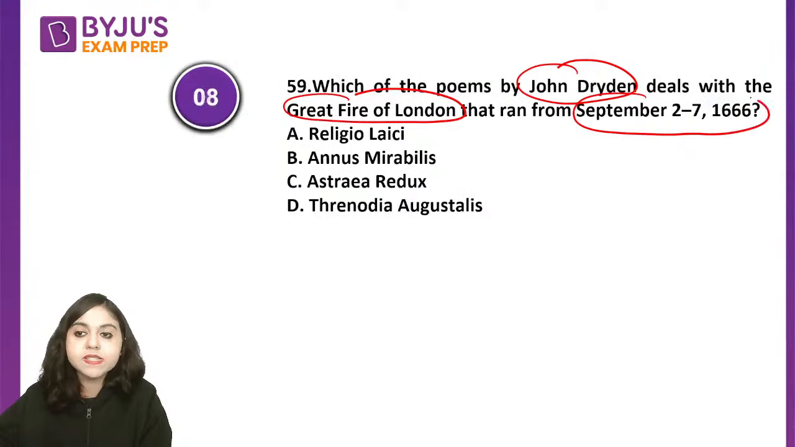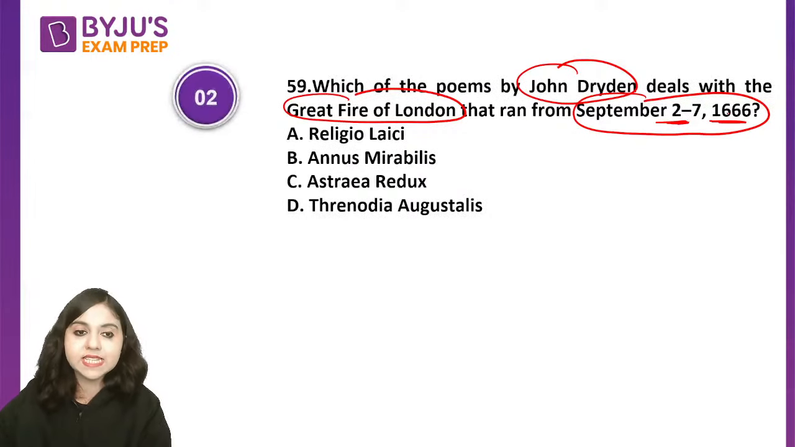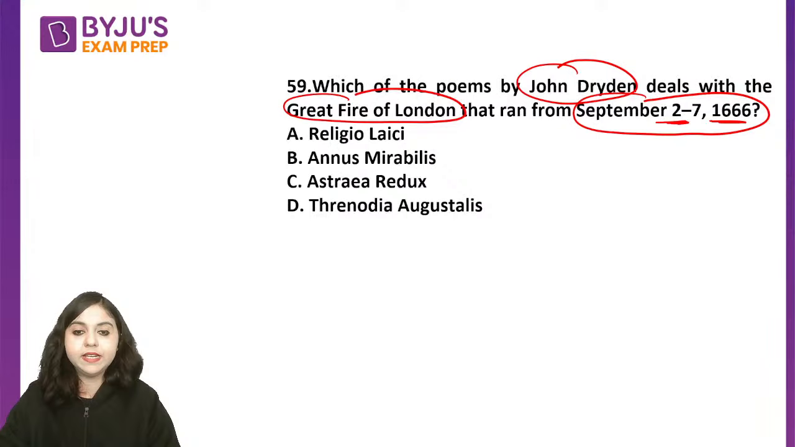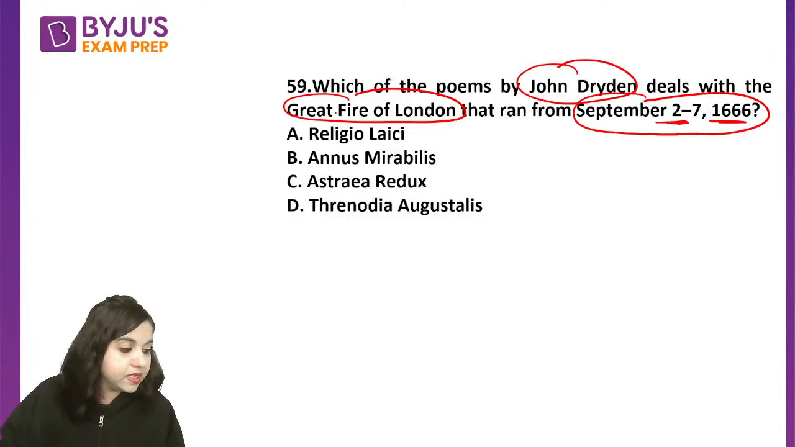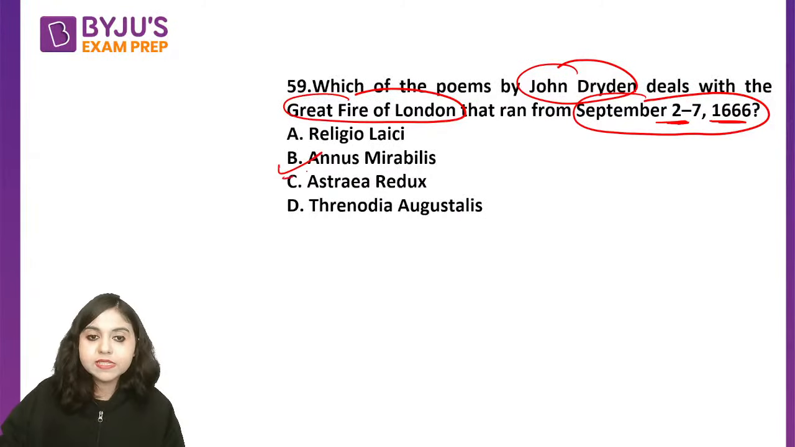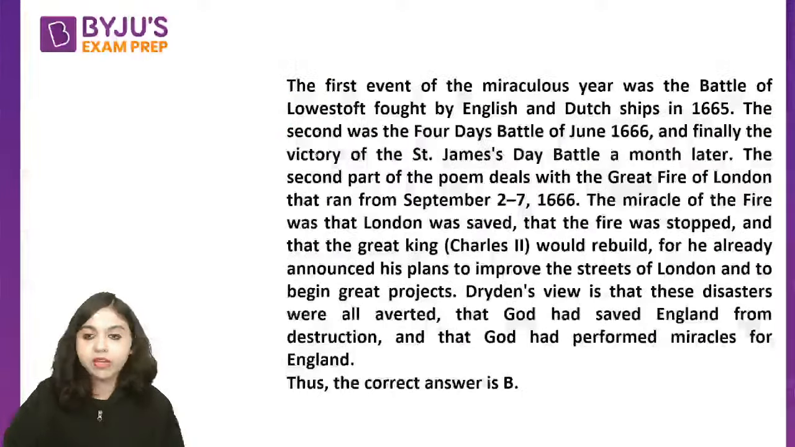from September 2nd to 7th September in 1666? Which work is actually dealing with that poem? Yes, it's Annus Mirabilis, right? Annus Mirabilis is dealing with the great fire, so to say.